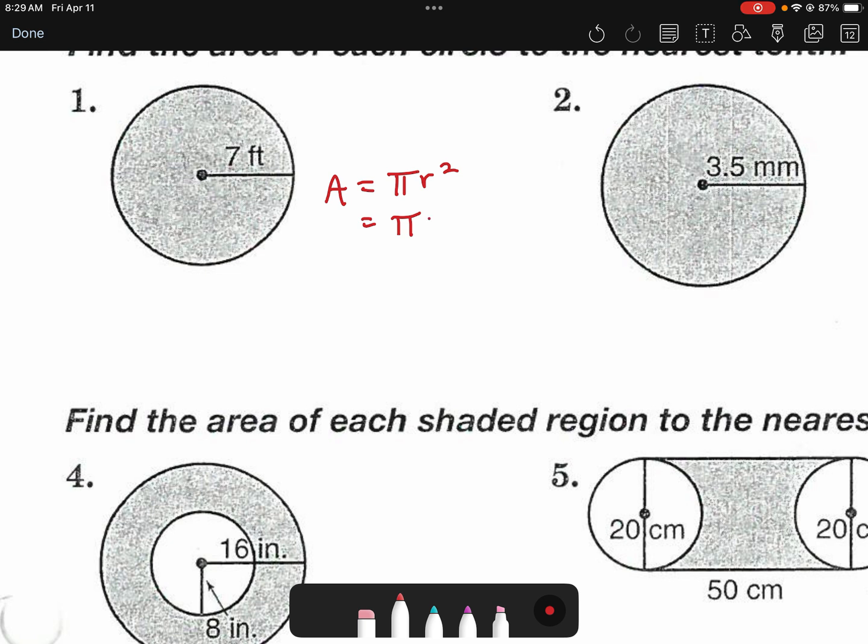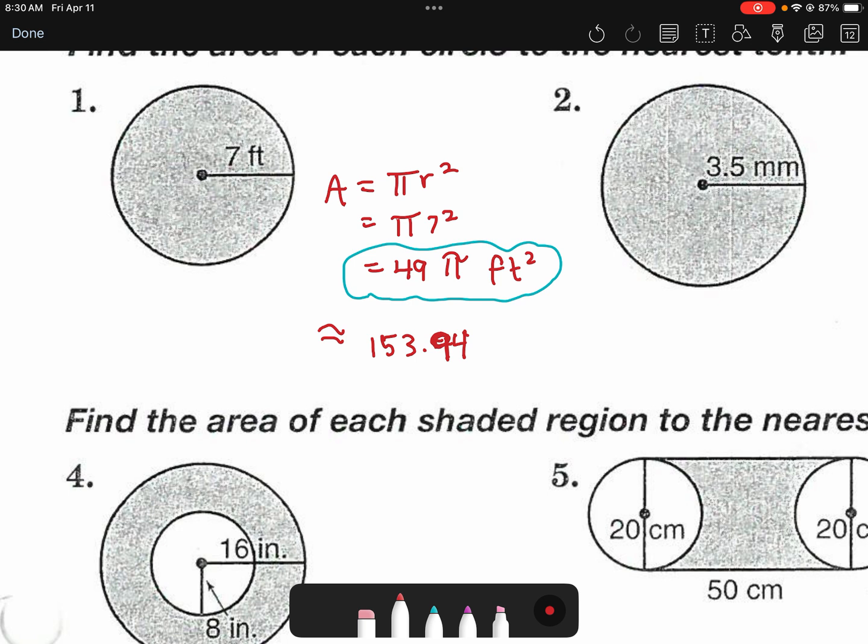Since my radius is 7, I need to square that and multiply by pi. That will be your exact area of the circle. It's that simple. Now, type this into your calculator. If you don't have one, get one. 49 pi. Use the pi button. You end up with 153.94 square feet.